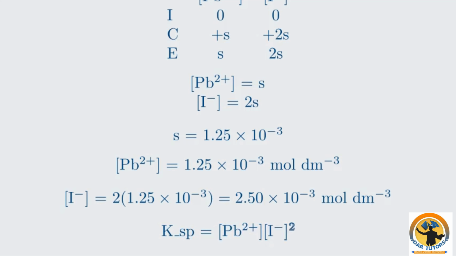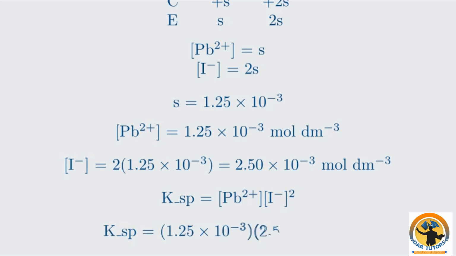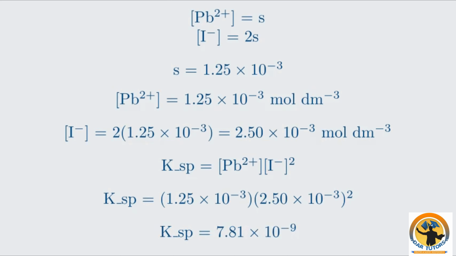Next, write the Ksp expression for PbI2, which is [Pb2+] times [I-] squared. Finally, substitute our calculated equilibrium concentrations. Ksp equals 1.25 times 10 to the negative 3 times 2.50 times 10 to the negative 3, squared. Calculating this gives a Ksp of 7.81 times 10 to the negative 9. Again, the crucial step was relating the ion concentrations to the molar solubility S using the stoichiometry of the dissociation reaction. Get that right, and the rest is straightforward.